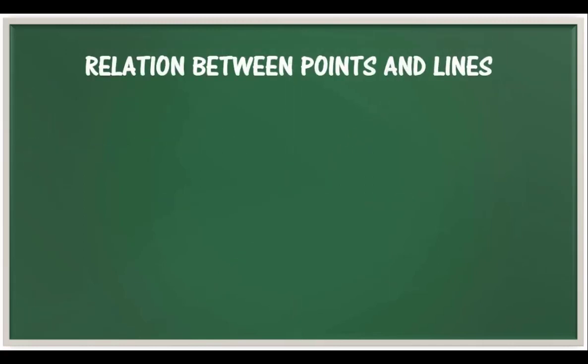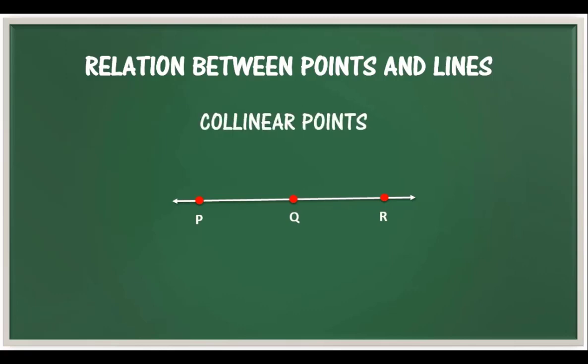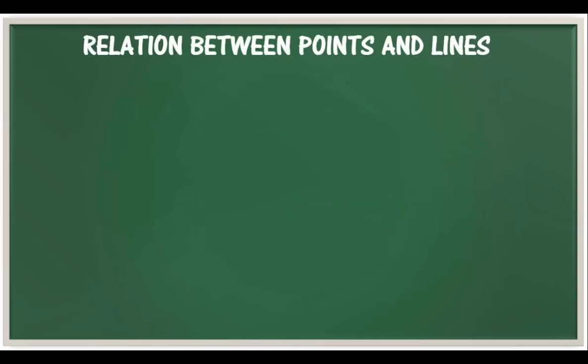If three or more points lie in a straight line, they are called collinear points. Points P, Q and R are collinear points since they lie on a straight line. Three points which do not lie in the same line are called non-collinear points.